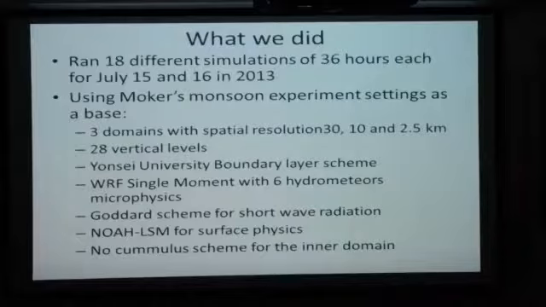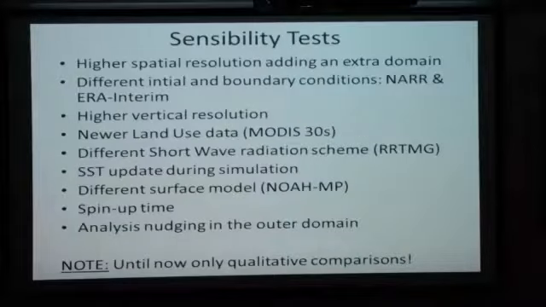These settings are 3 domains with spatial resolution of 30, 10, and 2.5 kilometers, 28 vertical levels, using the Yonsei University boundary layer scheme, a simple microphysics scheme like the WRF single moment with 6 hydrometeors, using the Goddard shortwave radiation and no LSM for surface physics, and no cumulus in the inner domain. So we ran 18 different sensitivity tests.